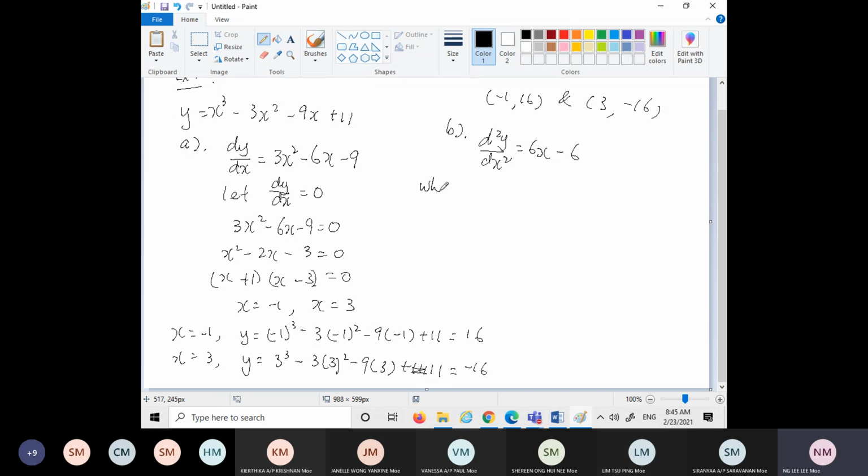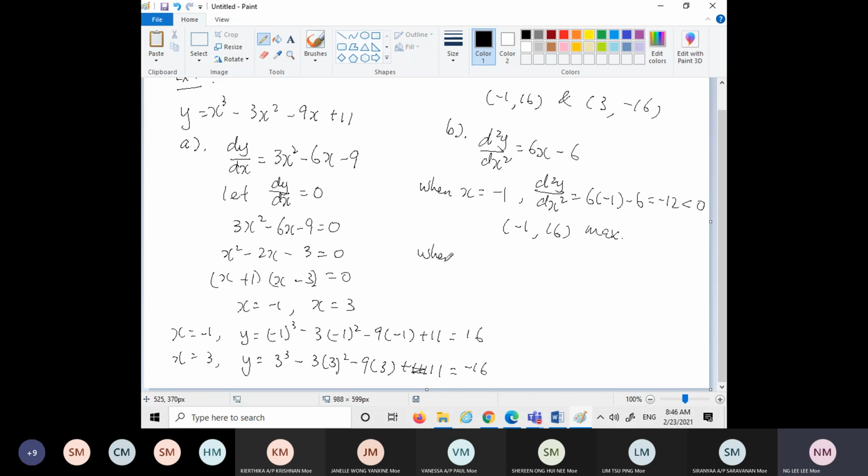When x is equal to negative 1, the first point, I want to see what happened to the second derivative. Substitute x as negative 1 here. So this is negative 6, so negative 12. So smaller than 0. Remember, when this is smaller than 0, it is negative, it is a maximum point. So therefore, this point is a maximum point.